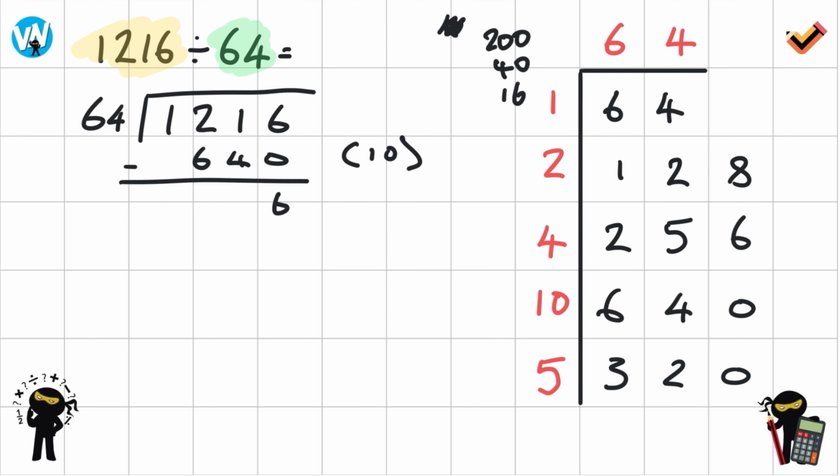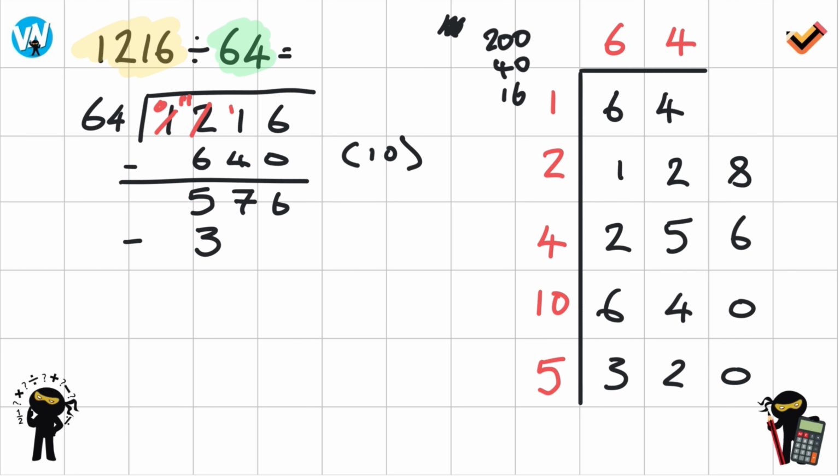6 take away 0 is 6. 1 take away 4, we can't do that. I'm just going to use the red, so that's crossed out, exchanged. 11 take away 4 is 7. 1 take away 6, we can't do that, so we're going to have to exchange. That becomes 0, and the 1 is exchanged again. So we've got 11 take away 6, which is 5. So we're left with 576.